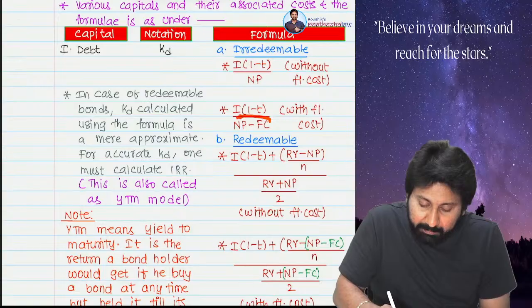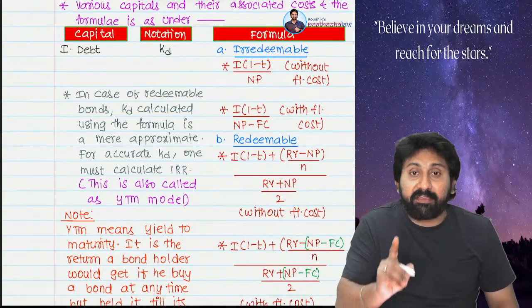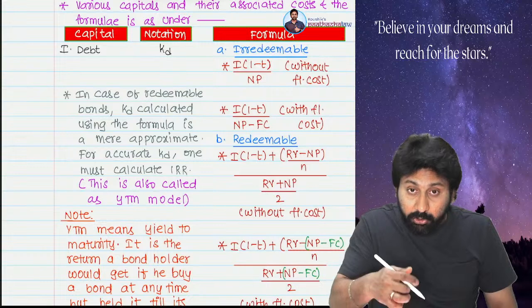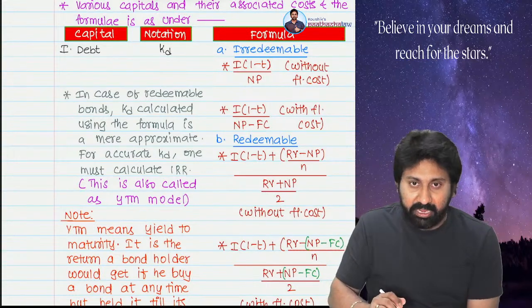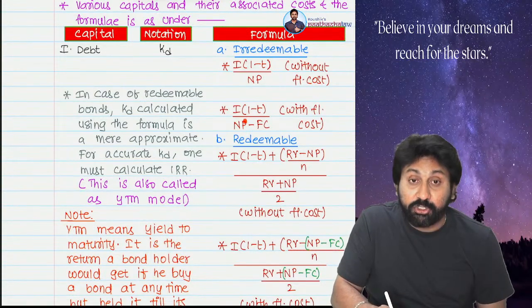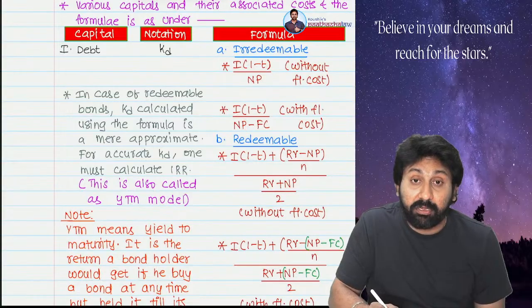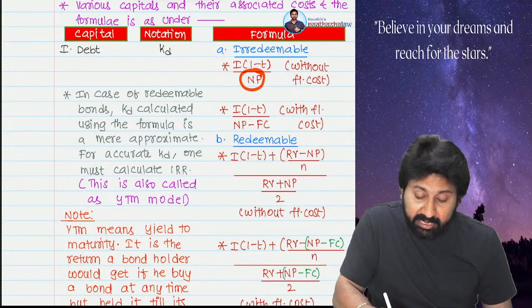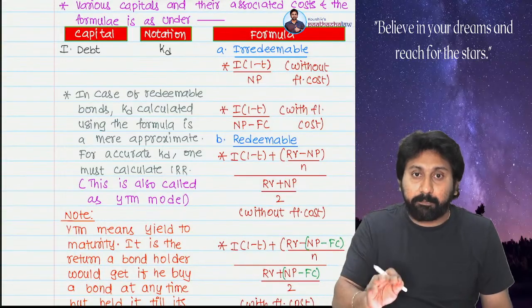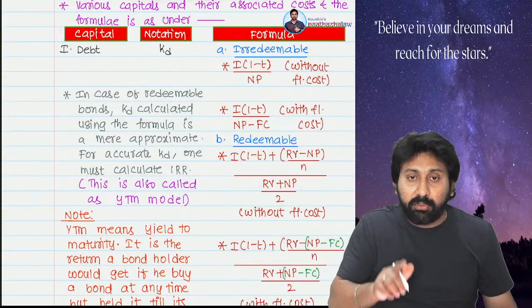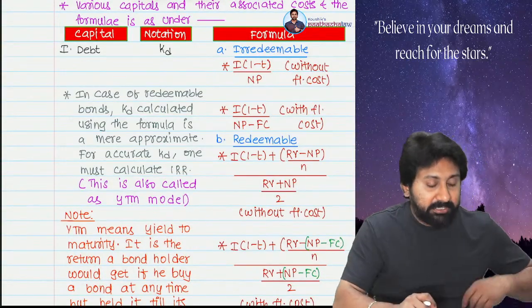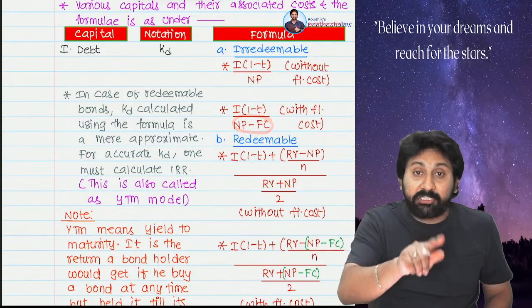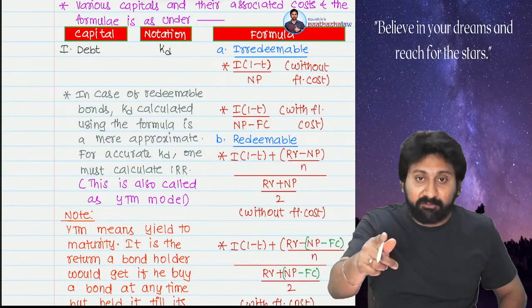What is NP minus FC? Whenever I say flotation cost, it is applicable for a new issue of debentures. Here NP represents net proceeds on issue, the issue price. Normally, if you calculate, NP is the market price, the net proceeds in the market. Here NP minus FC represents the issue price, net proceeds minus a flotation cost.